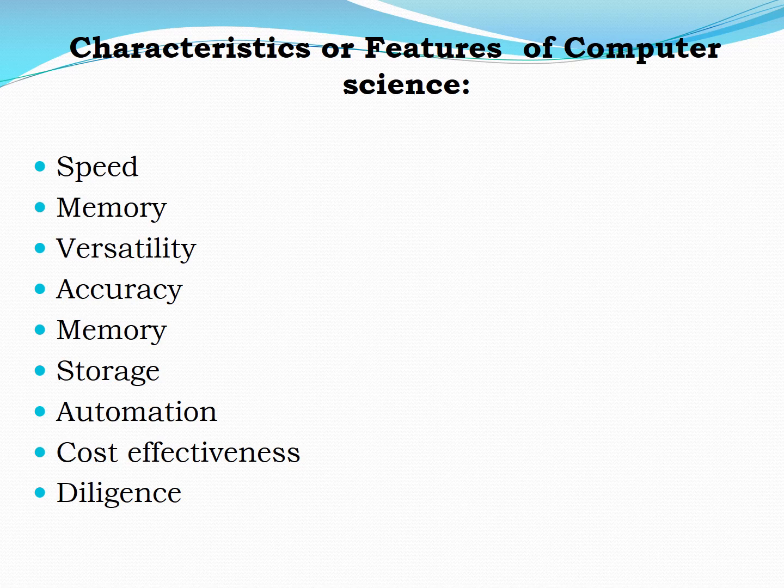Automation. Automation is nothing but working automatically. Once an instruction is given, the work is done automatically. We say that it is automation. Cost effectiveness. It's cheaper than keeping a human worker to perform the task. These are the different characteristics of computer science. Next, we'll see the fundamental components of computers.